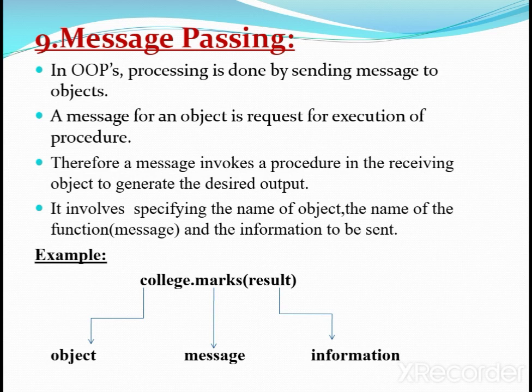For example, consider college.marks of result. Here, college is the object and marks is the message, the function. Result is the information. Let us consider that we have created an object named college and we have calculated the result, that is the information of students, by taking their marks as the message into consideration. Then it is possible to pass a message to this object as represented in this example.